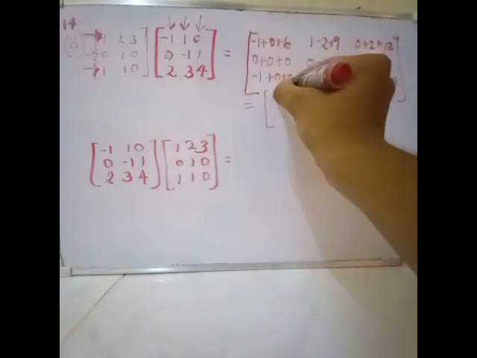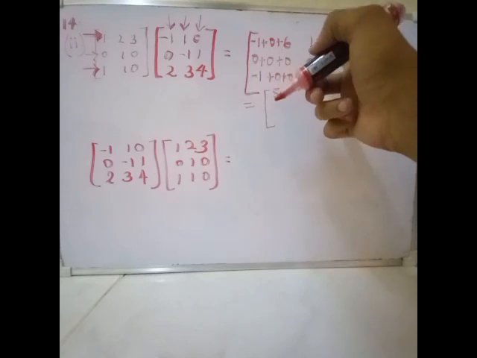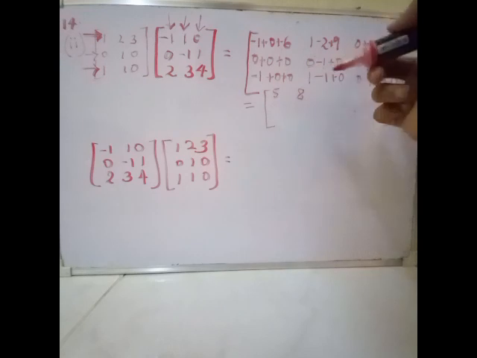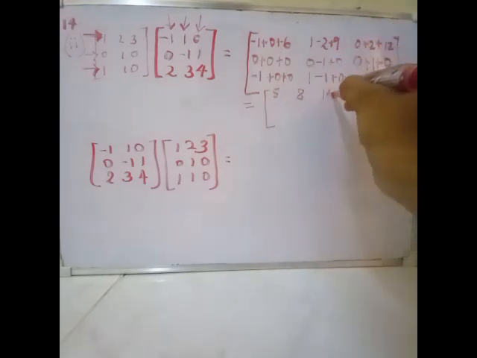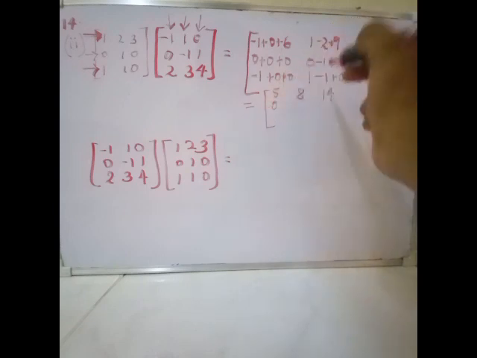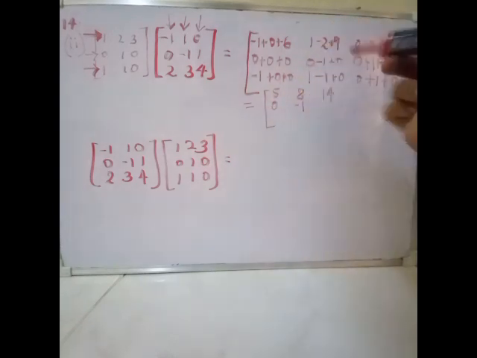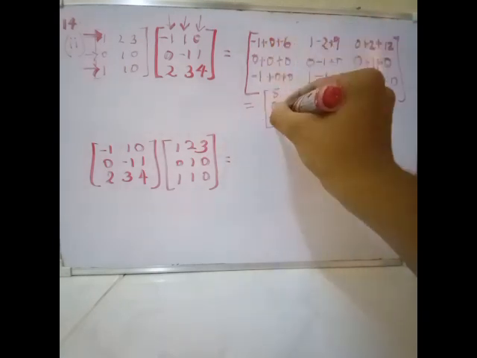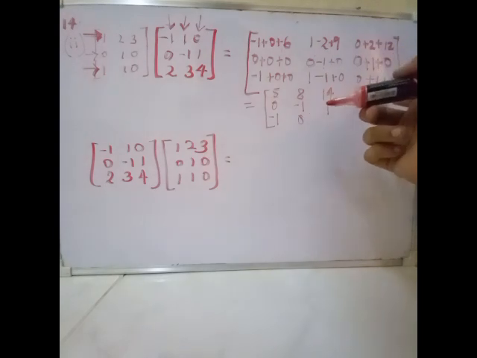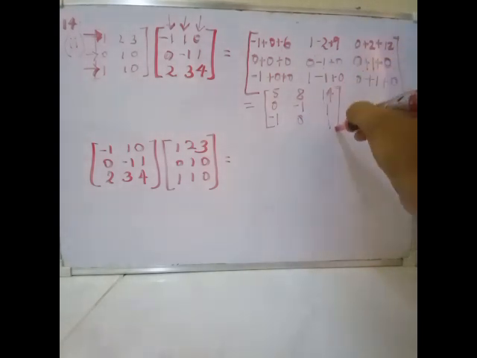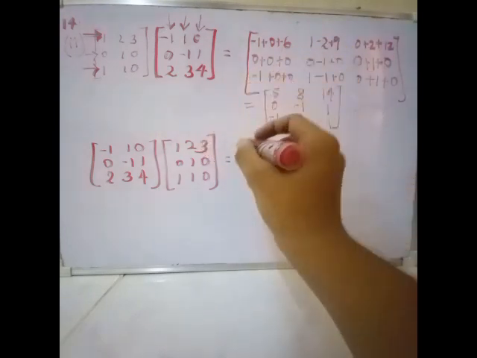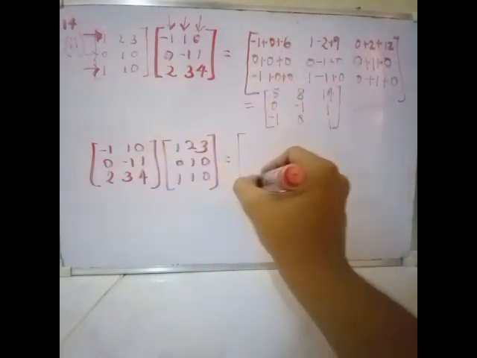6 minus 1 would be 5, then 9 minus 2 would be 7, and 12 plus 2 would be 14. And everything is 0, and minus 1 is only there, and here 1 is left. Here minus 1 plus 1 would be 0, and here only 1 is there. So this is the answer for the left hand side. Now we have to do the right hand side, same process as before.